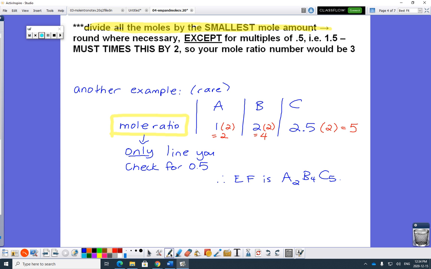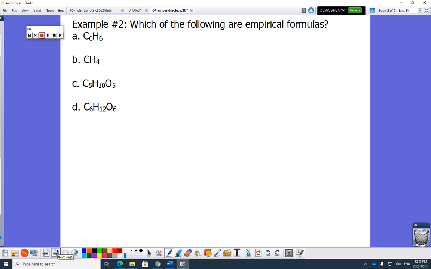Okay, so mass to moles, we already did that. Just divide by the smallest one. What you do to one, you do to the other. And then just maybe, you have to check for this. Okay, other questions you can do with empirical formulas are something like this. Which of the following are empirical formulas? So again, we're looking for, are they reduced?